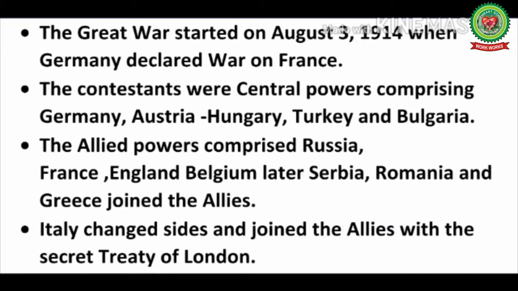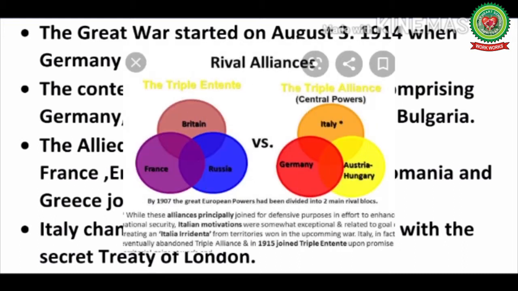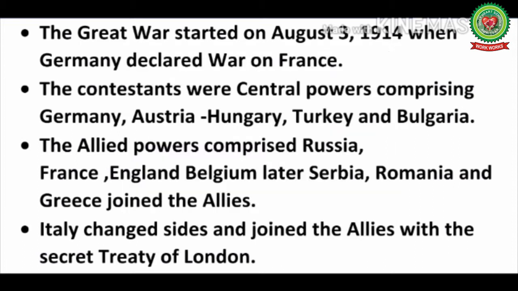It was a local affair. It became a World War when Germany attacked France. The contestants were the Central Powers comprising Germany, Austria-Hungary, Turkey and Bulgaria. The other group was the Allied powers comprised of Russia, France, England, Belgium. Later Serbia, Romania and Greece also joined the Allies.